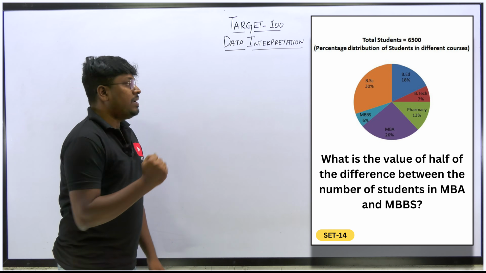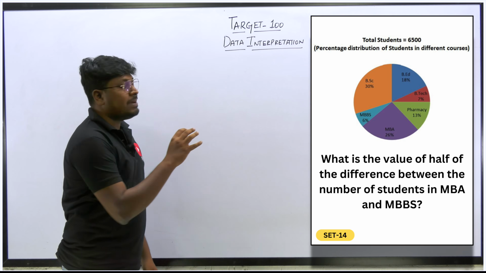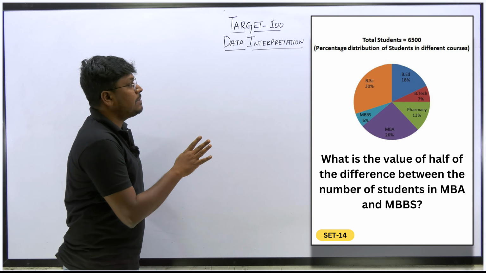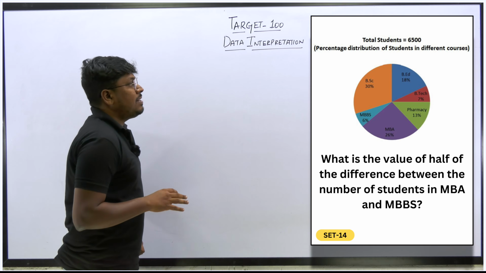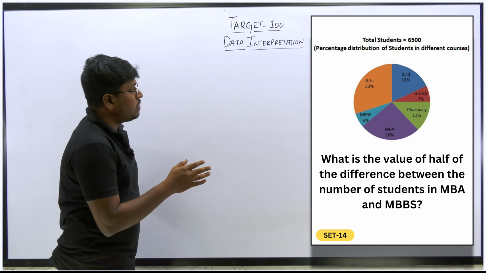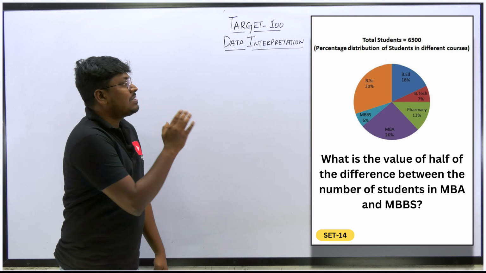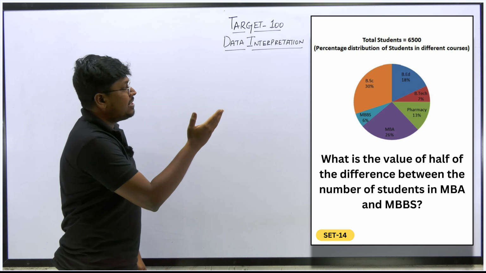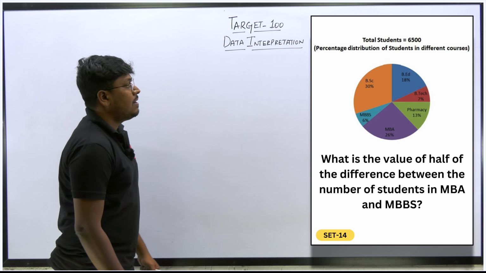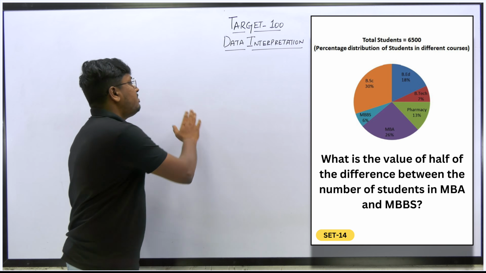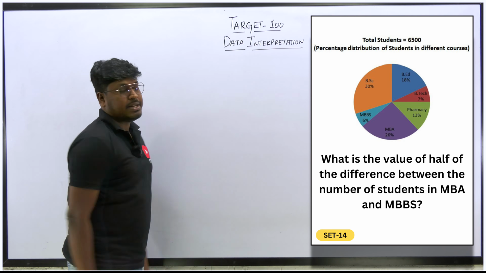Now set number 14 DA. Here the DA is based upon a pie chart, and all the pie chart values are given in terms of percentages, right? It is the percentage distribution of students of different courses, and the total number of students is 6500. Out of this 6500, the students are separated into pharmacy 13%, MBA 26%, MBBS 16%. So some percentage values have been given in the pie chart.